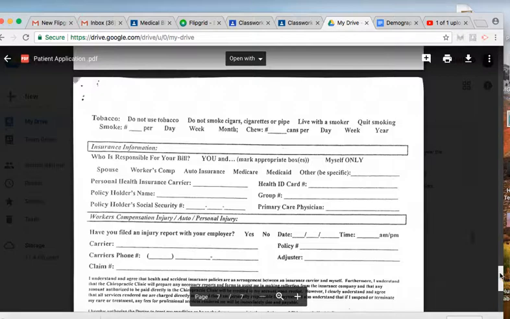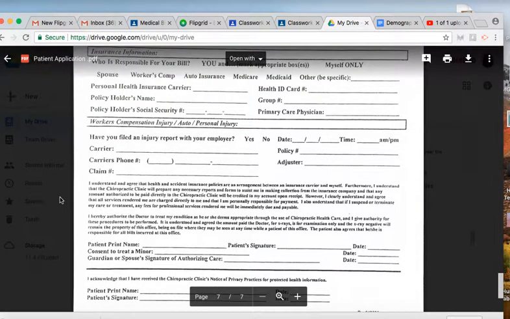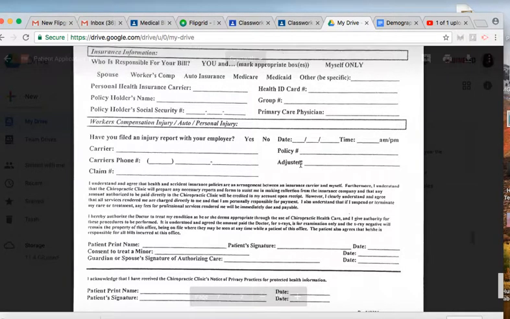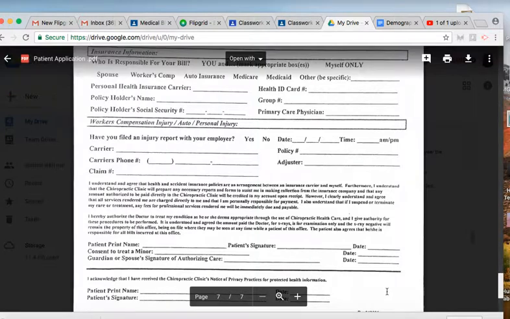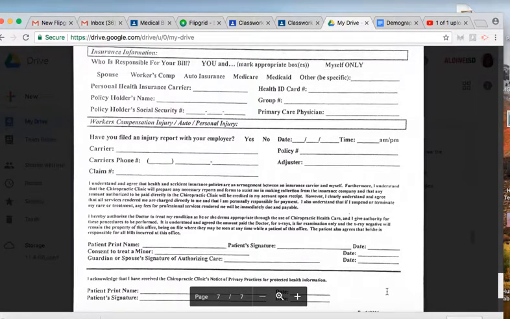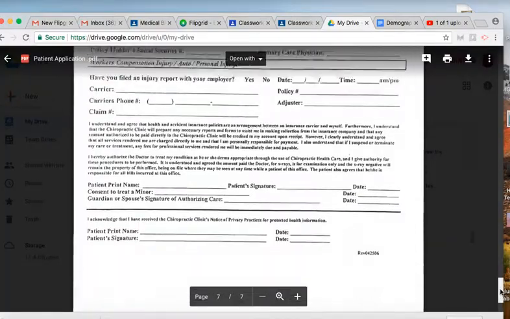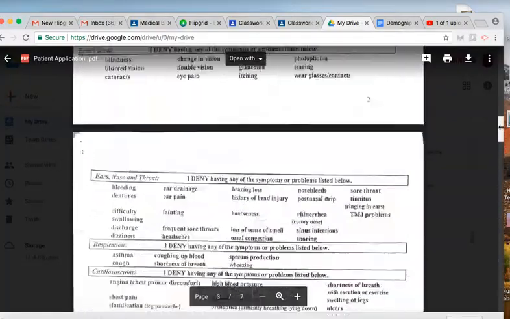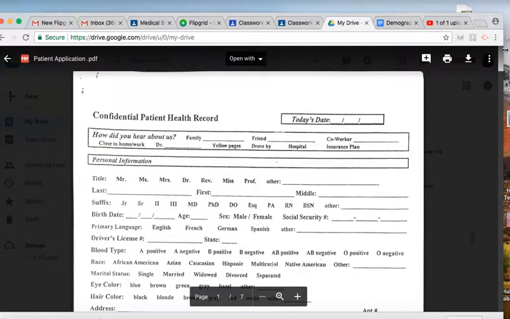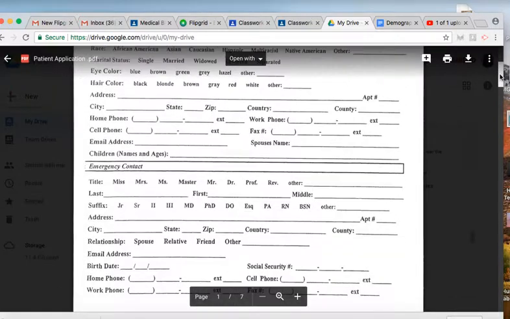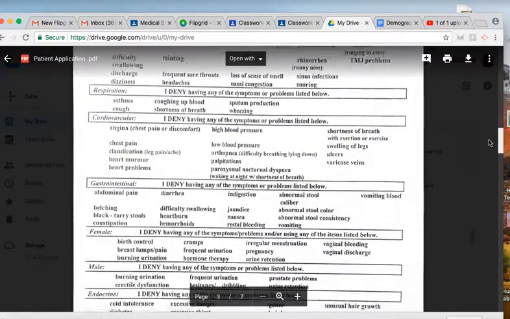You will not have to worry about writing out the workers' comp information, because it's not a work injury, it's not a car accident, but you will need to read the patient statement. Sign, and you have all read the notice of privacy practices for protected health information. So again, it should take you a little while, maybe not 30 minutes, to go through the application, but it is sometimes a tedious process because you do have to read.